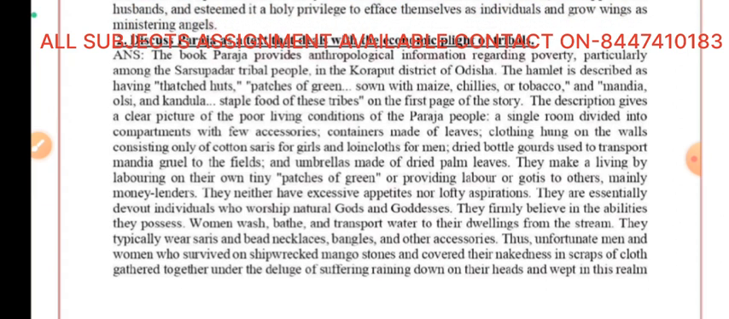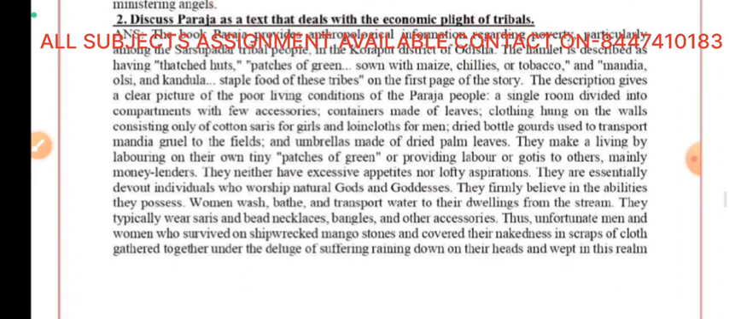Discuss Paraja as a text that deals with the economic plight of tribals. The book Paraja provides anthropological information regarding poverty, particularly among the Sarsupadar tribal people in the Koraput district of Odisha. The hamlet is described as having thatched huts, patches of green sown with maize, chilies or tobacco, and mandia, alsi, and kandula, the staple food of these tribes.